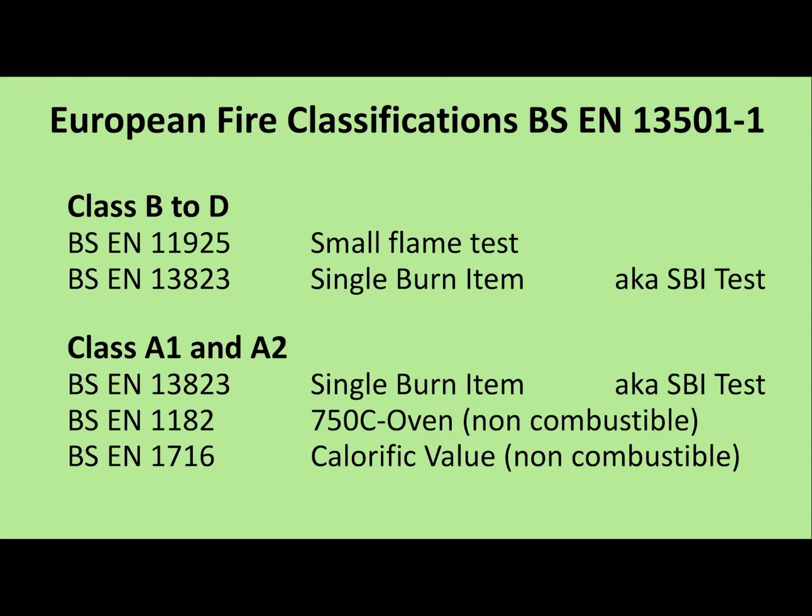And that more or less sums up what I've just said on the previous slide, really. B to D: the 11925 and the 13823, the small flame test and the single burn test, determine B to D. Class A1 and A2 is determined by the single burn test, the 750 oven test, and the calorific value test, which we will go through all of.